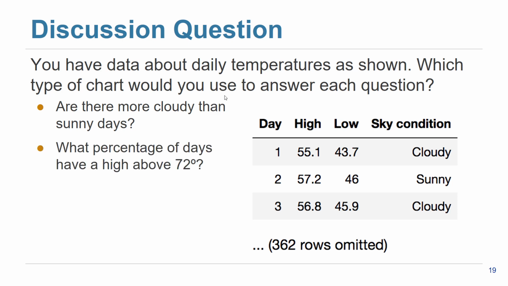How about this one? What percentage of days have a high temperature above 72? What percentage of days have a high above 72? Why is it a histogram? Because it's percentage. Any percentage, then it will be a histogram. Think about it for a second. Think about it. What do we have and what do we need to answer this question?